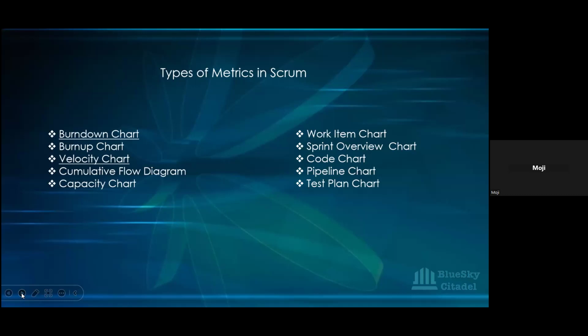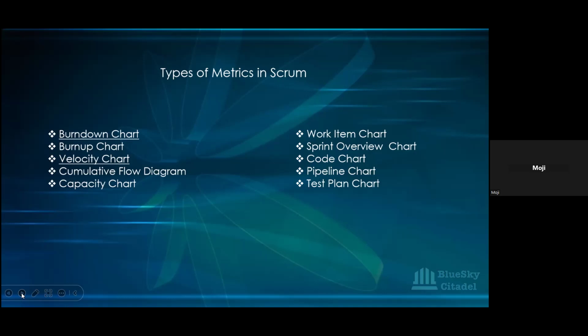in Kanban. You have the capacity chart. You have the work item chart. It is a chart whereby you can look at how many work items we have in the sprint, who they are assigned to, and what the state of those work items is. You're able to do that on your dashboard. You also have the sprint overview chart. You have the code chart used by both the developers and the testers. You have the pipeline chart.